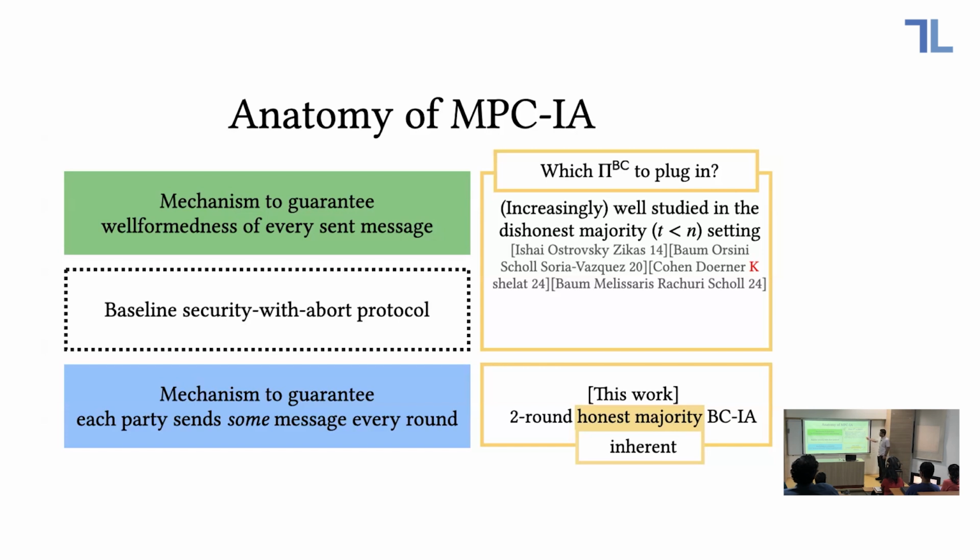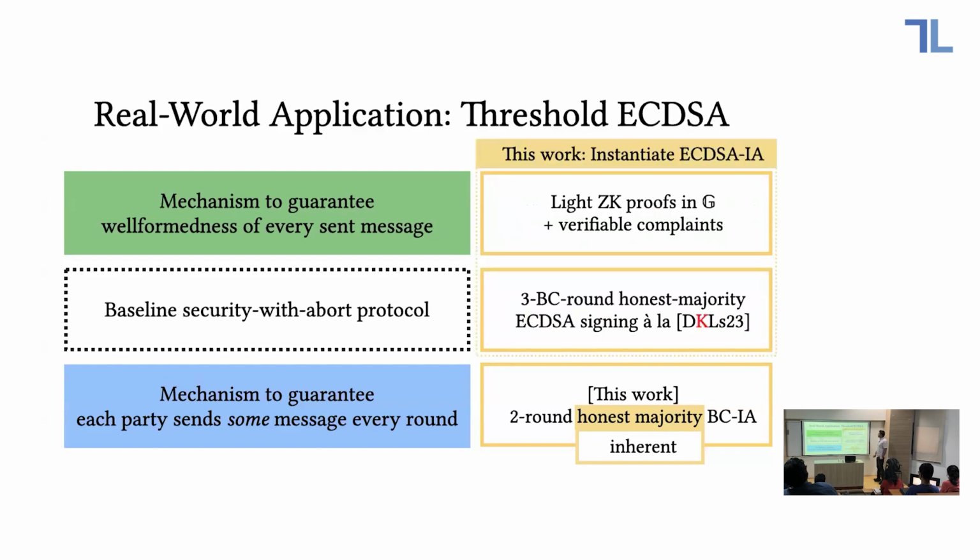So now what do we plug in over here, right? I would say that this is an open problem in the sense that this needs some work. It's understudied in the t less than n by 2 setting. So we start small. We start with a threshold ECDSA protocol, right? We fix one particular application for which we design such an honest majority protocol. I don't think I have the time to get into the details about this, but intuitively it's based on a 3 broadcast round protocol from a previous work of mine with some pretty light zero knowledge proofs.